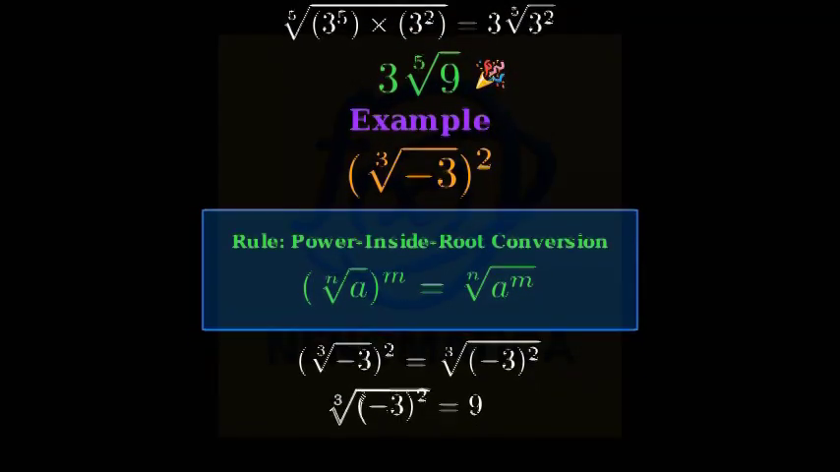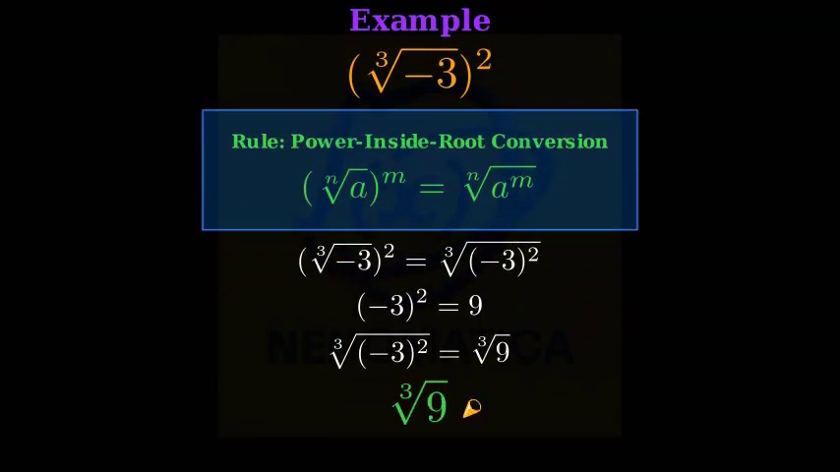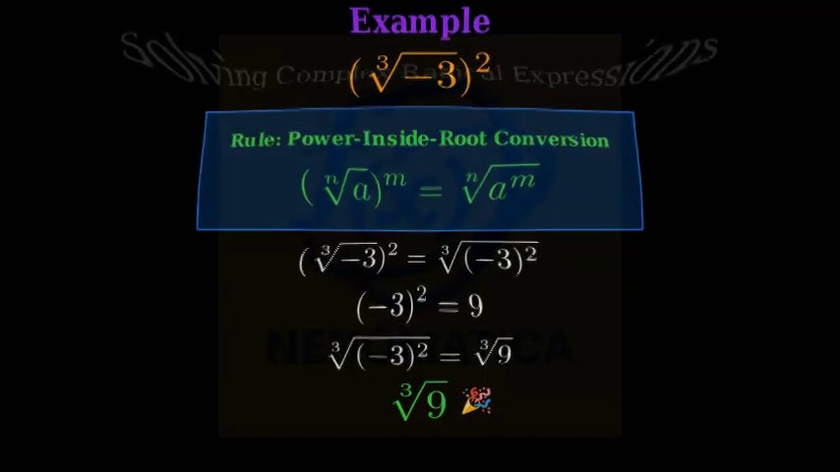Now, let's compute the power inside the radical. -3 squared equals 9. So we have the cube root of 9. This is our final answer, as we cannot simplify the cube root of 9 further without using decimals.